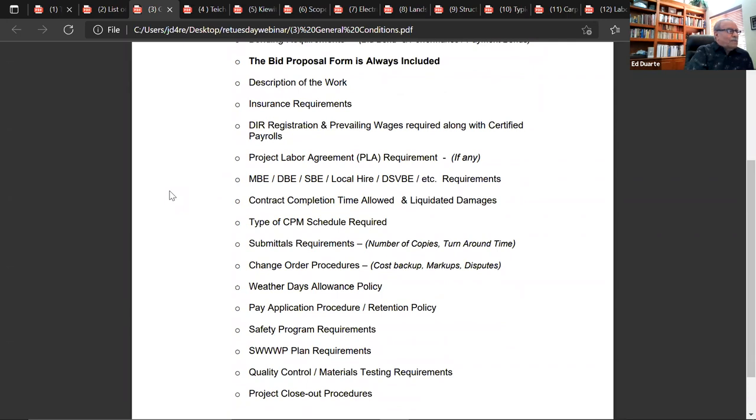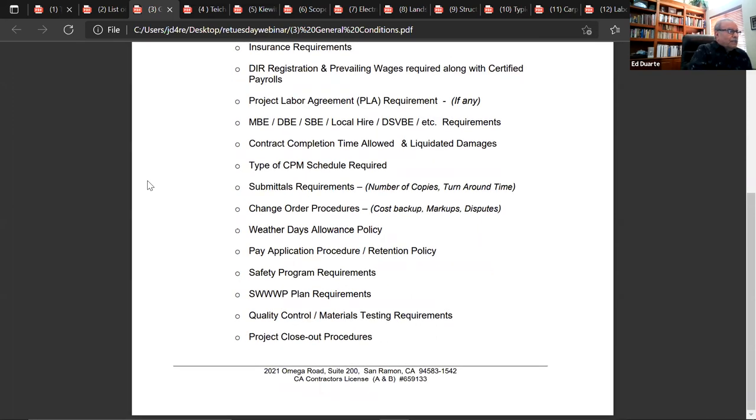If there's a project labor agreement, we'll talk about that in a little bit, but it essentially means that every single worker that's working on site will be required to be union. There may be a minority disadvantage or small business, local hire, disabled service veterans, any of those requirements, they will be called out and you need to address them as they are applicable to how you prepare your price. The specs, the specifications, the bidding documents will tell you how much time is allowed and the liquidated damages.